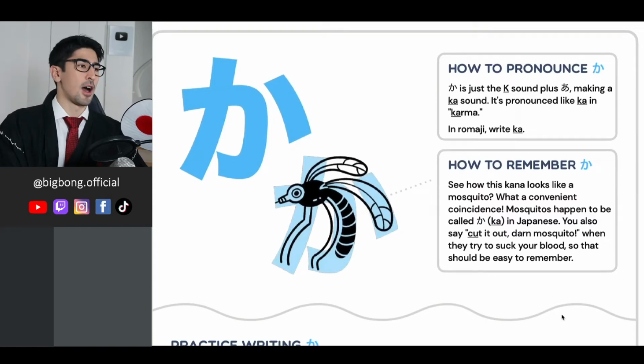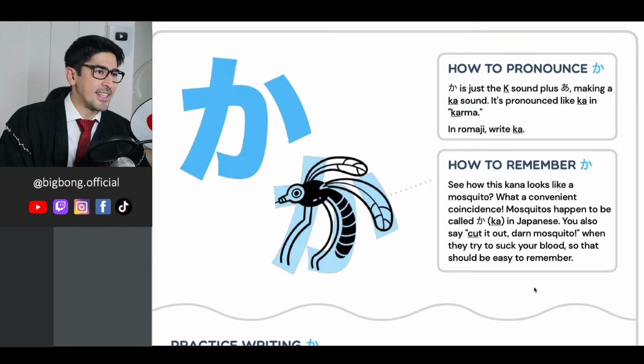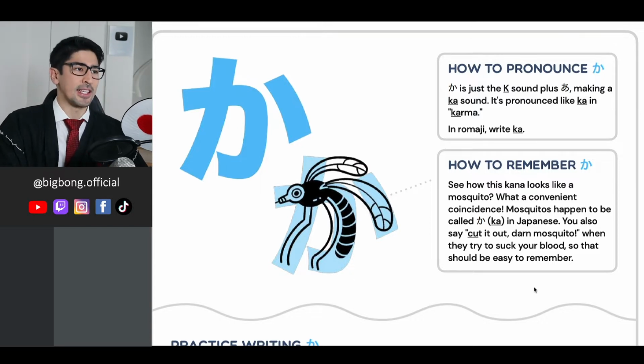Then we have the second column, ka. How to pronounce ka. Ka is just the K sound plus a, making a ka sound. It's pronounced like ka in karma.